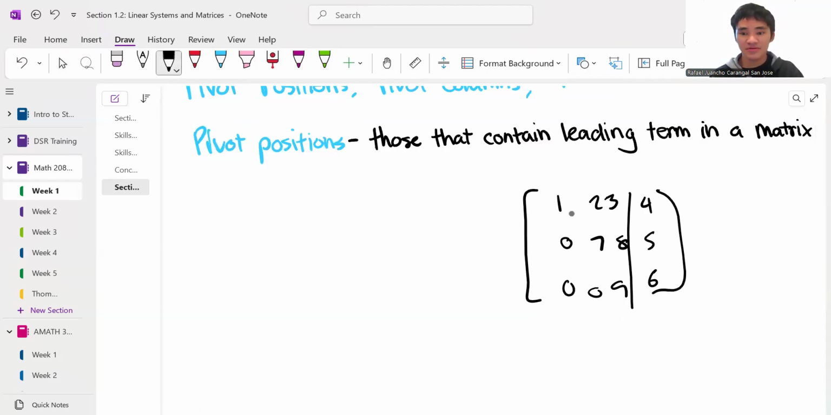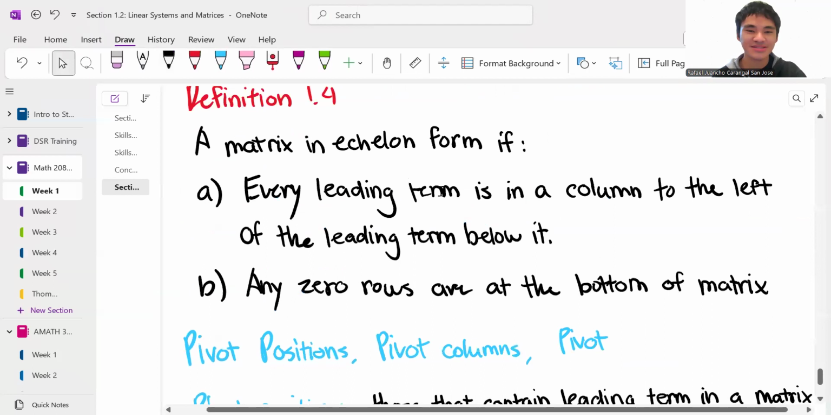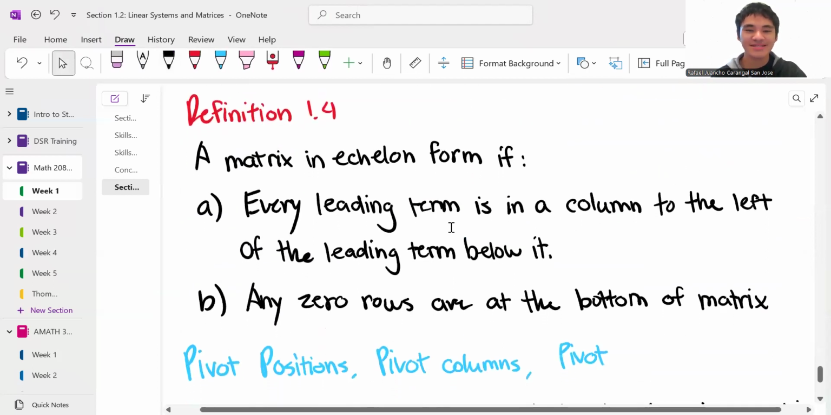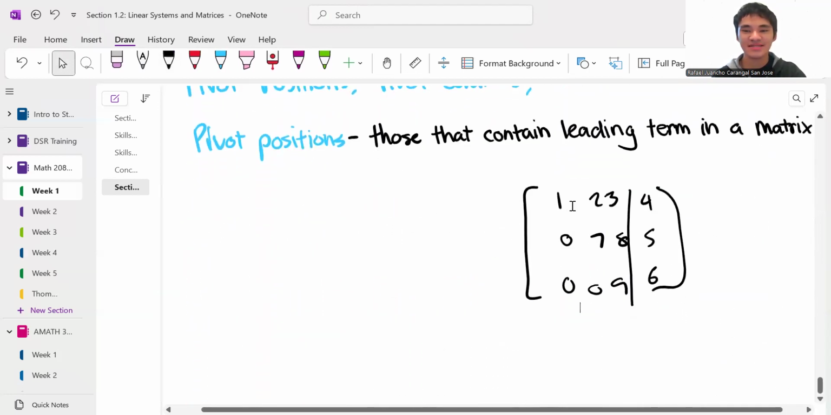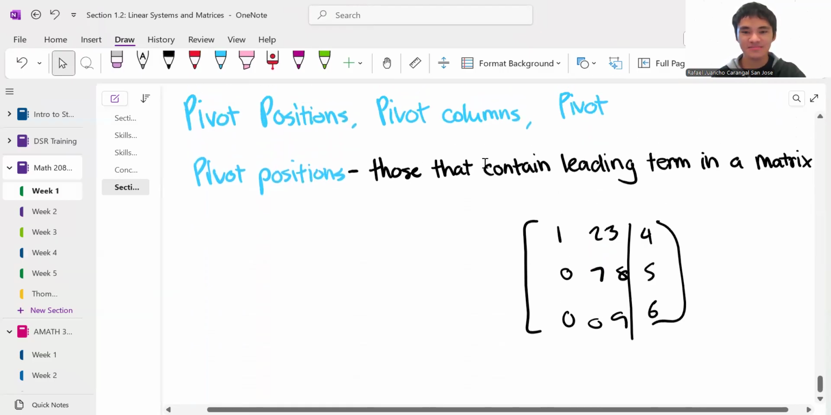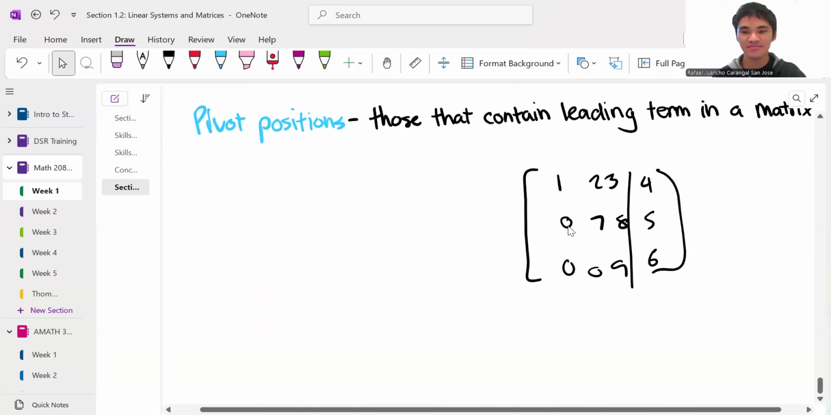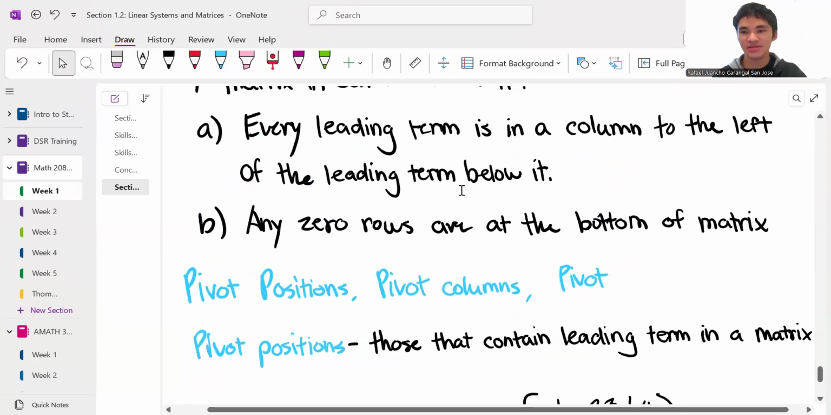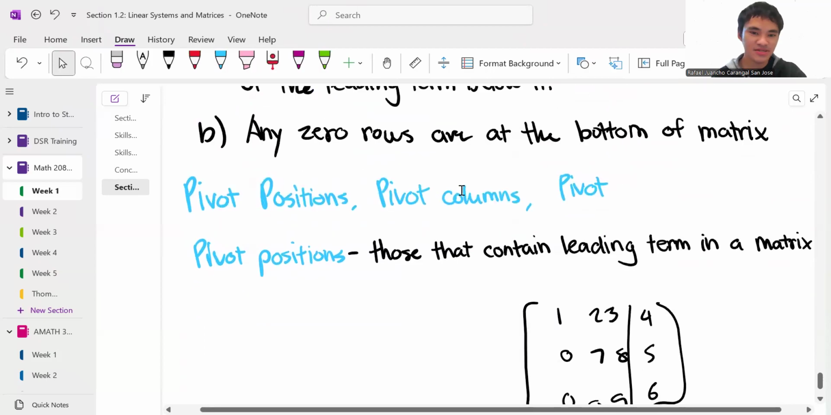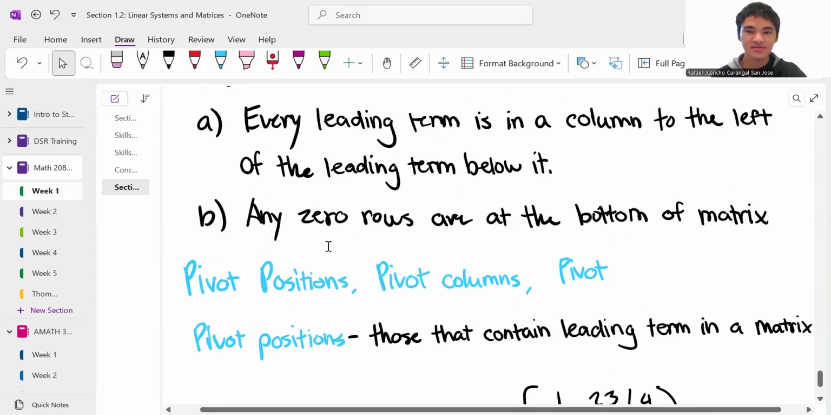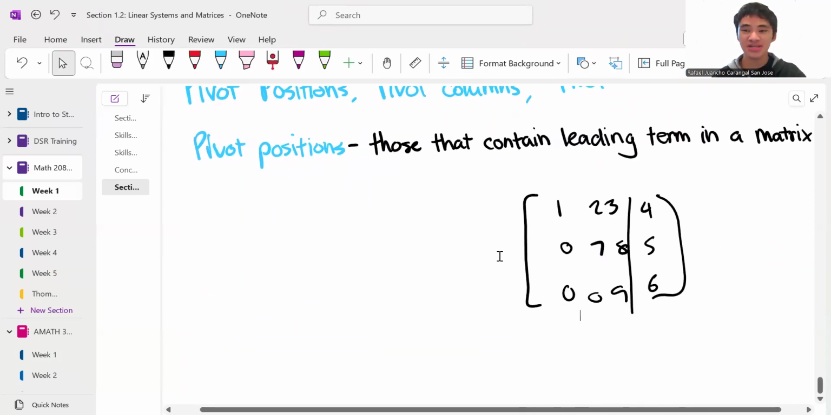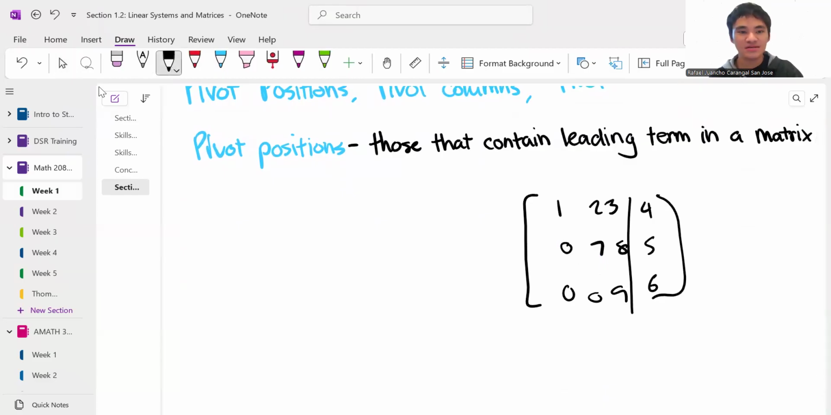This is an echelon form. It satisfies that every leading term in a column is to the left of the leading term below it. It doesn't satisfy the second condition because there are no zero rows, but it satisfies the first one, so most likely it is an echelon form.